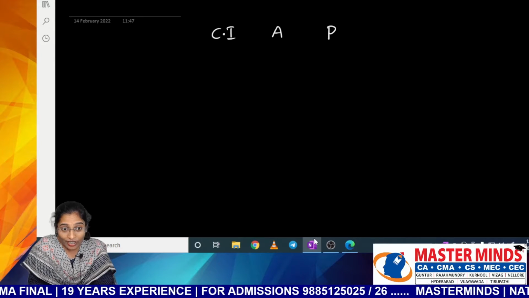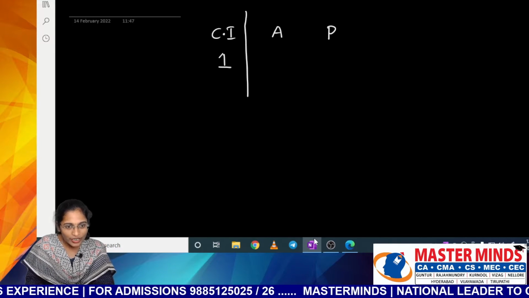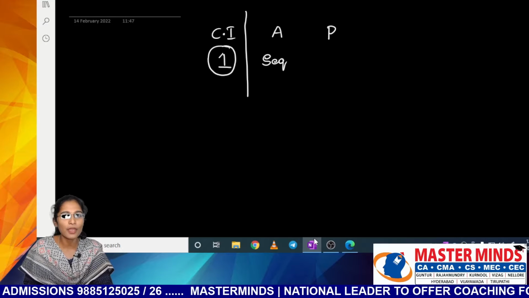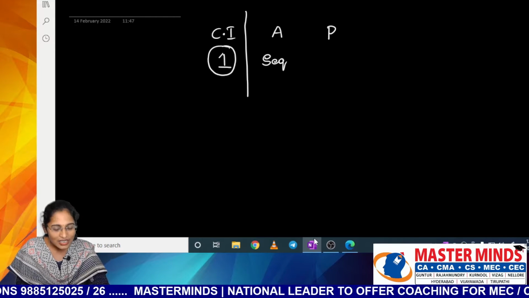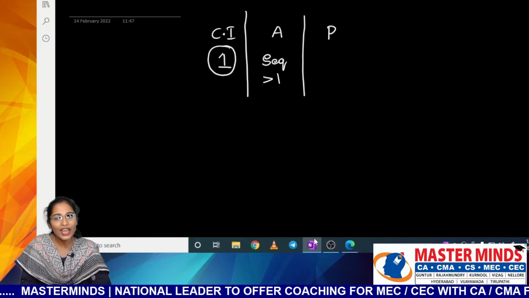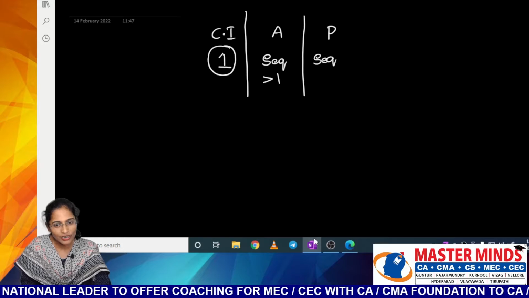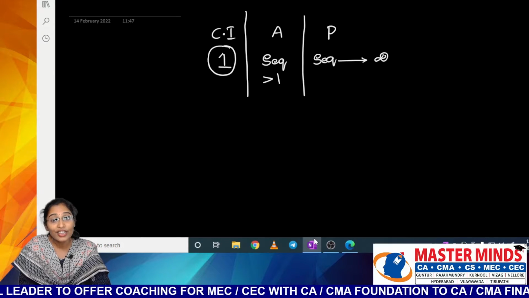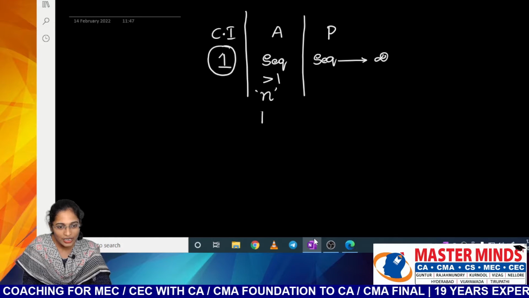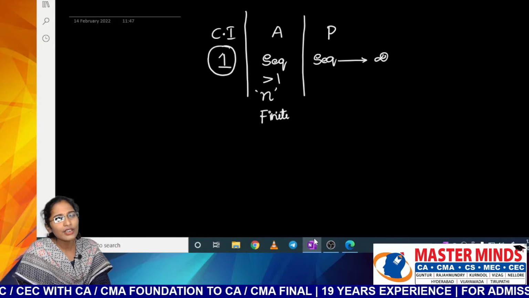Look at this. If you have exactly one payment or receipt, that is purely a concept of compound interest. Suppose you have a sequence of payments or receipts, what do you mean by sequence? Yes, it is more than one payment or receipt, that should be considered as annuity. Then what about perpetuity? A sequence of payments means more than one payment or receipt, which happens for an infinite period. Then what about annuity? Annuity is for a finite period. N is finite. That's how you can discriminate the questions related to compound interest, annuity and perpetuity.